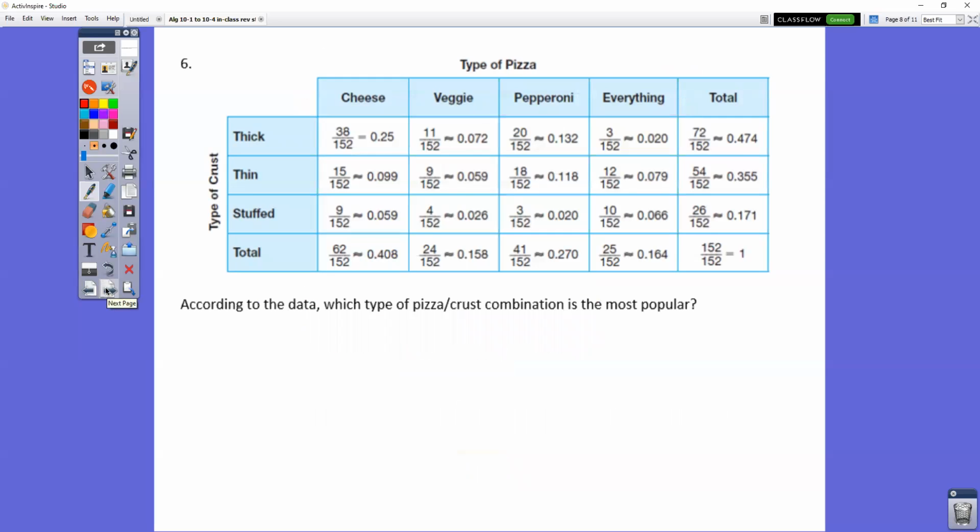Take a look at number 6. According to the data, what type of pizza / crust combination is the most popular? Go ahead and try this one, please.